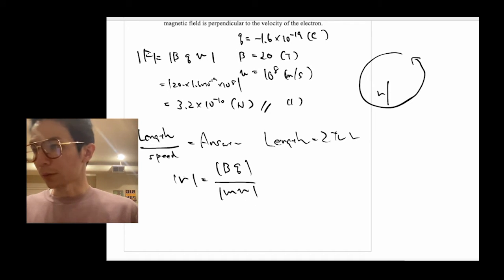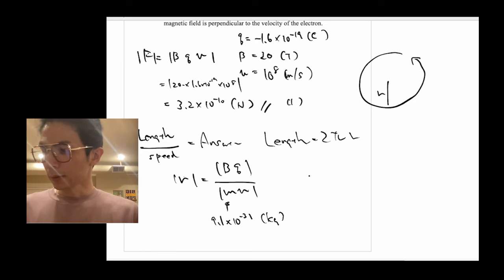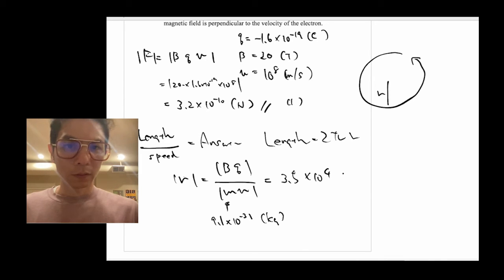And sorry, in addition, you have to know the mass of the electron, which is 9.1 multiplied by 10 to the negative 31 kilograms, which is the standard unit, and you're going to plug in this number here. B, the magnetic field, is 20, and Q is 1.6 multiplied by 10 to the negative 19th. And yeah, I need you to use a calculator or something like that. Then you are going to get 3.5 multiplied by 10 to the 4th, which is in meters.